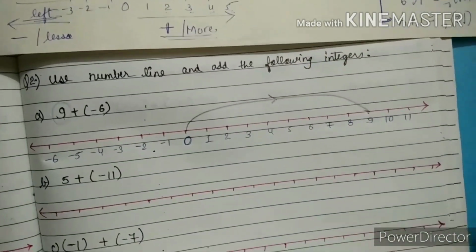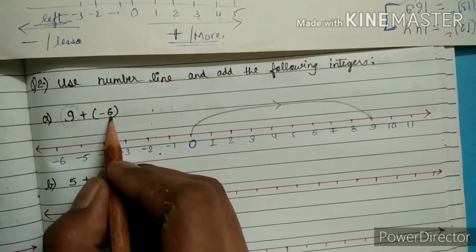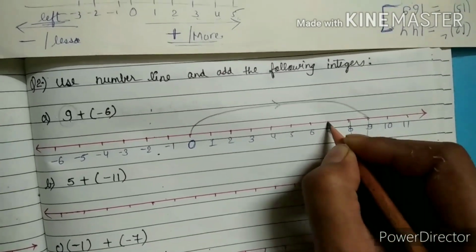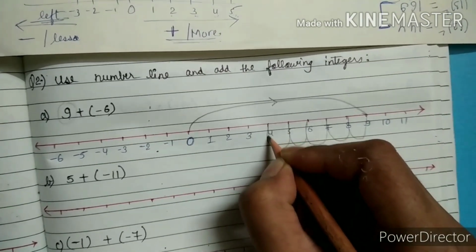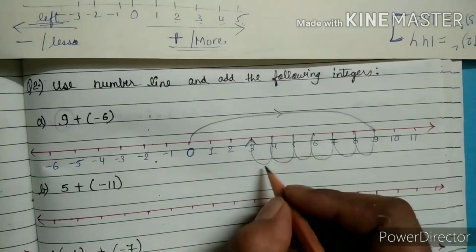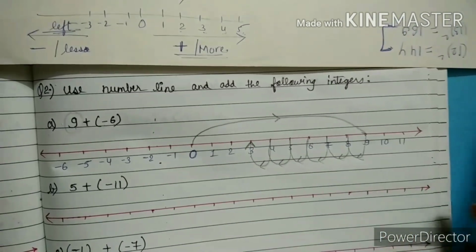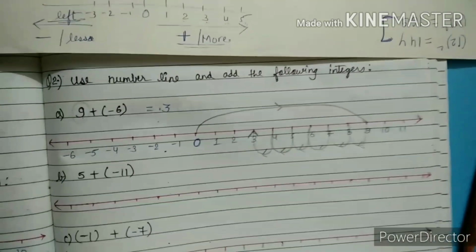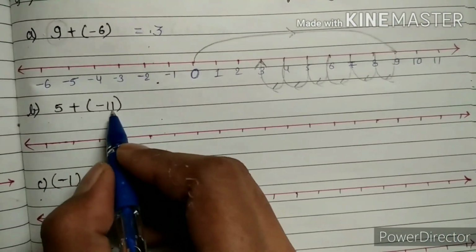From 9 we will start taking left direction. How many steps we have to take? We have to take 6 steps. So this is 1, this is 2, this is 3, this is 4, this is 5 and this is 6. Which number we reach? We reach 3 after taking 6 steps on the left hand side. So here is the answer. Its answer is 3.